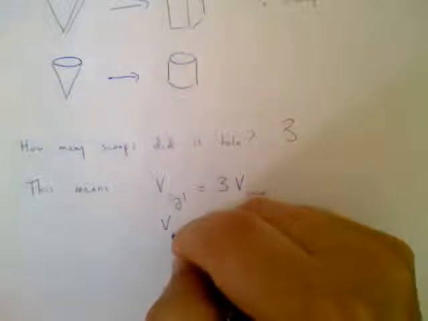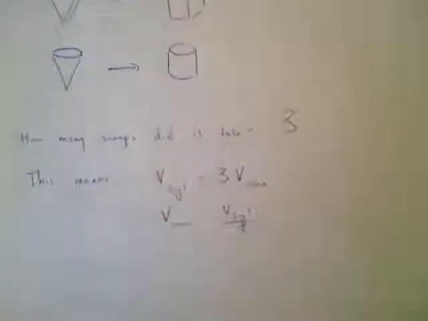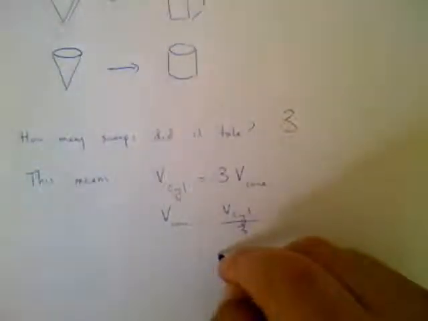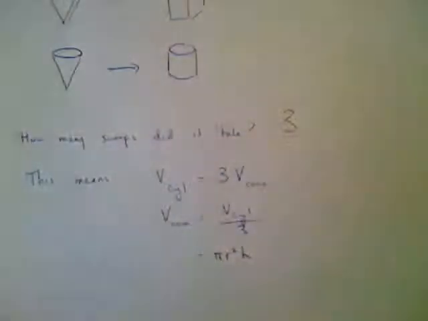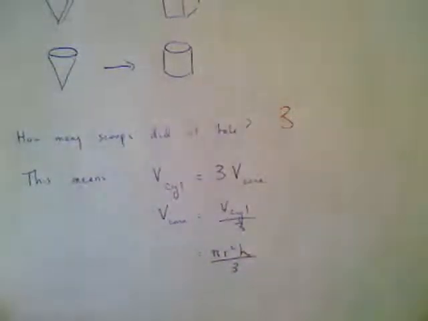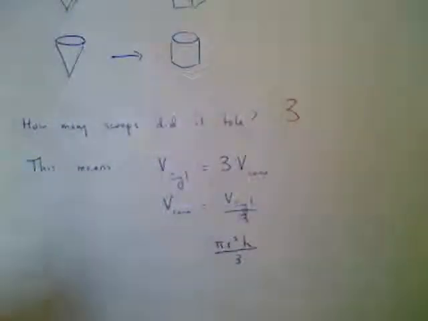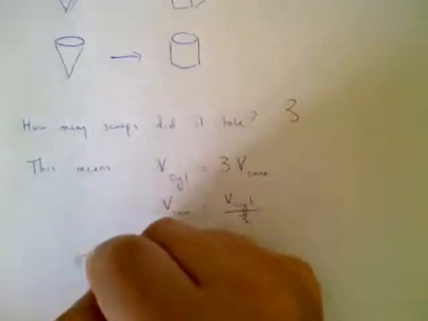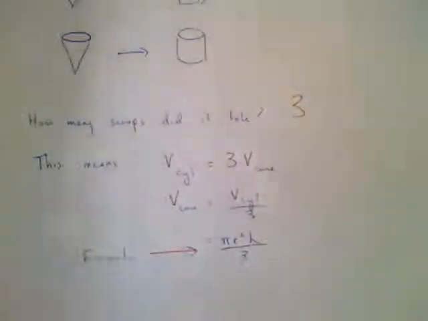And doing a bit of rearranging there, the volume of the cone is the volume of the cylinder divided by 3. Well, we already know how to find the volume of a cylinder, right? It's pi r squared times h. The volume of a cone is pi r squared times h, just divided by 3. So a nice little formula to work with, and we've now kind of shown where it's come from. So on your note, that is the formula for the volume of a cone.